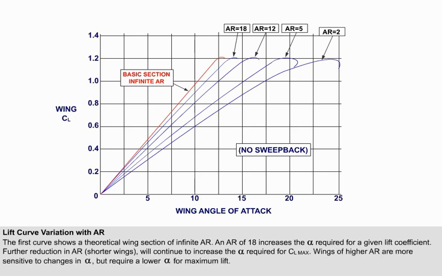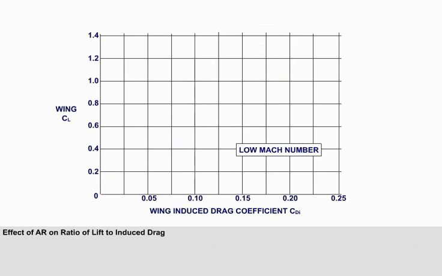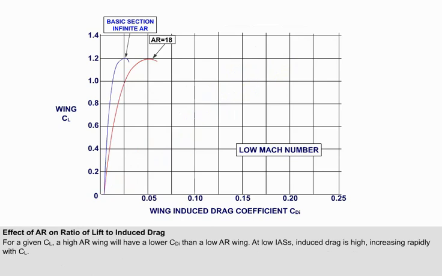Higher aspect ratio wings are more sensitive to changes in angle of attack, but require a smaller angle of attack for maximum lift. If comparison is made between the coefficients of lift and induced drag, again, starting with a theoretical wing of infinite length, we can see that for a given lift coefficient, a high AR wing will have a lower induced drag coefficient than a low AR wing.